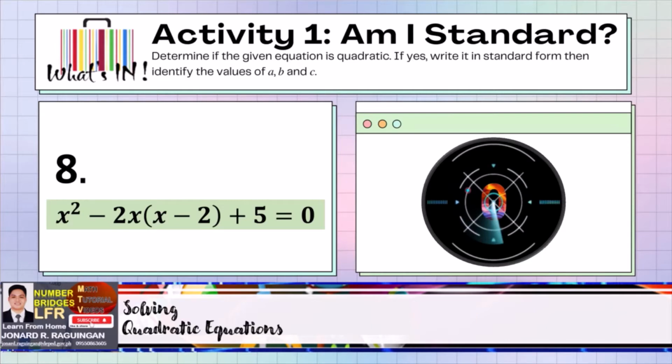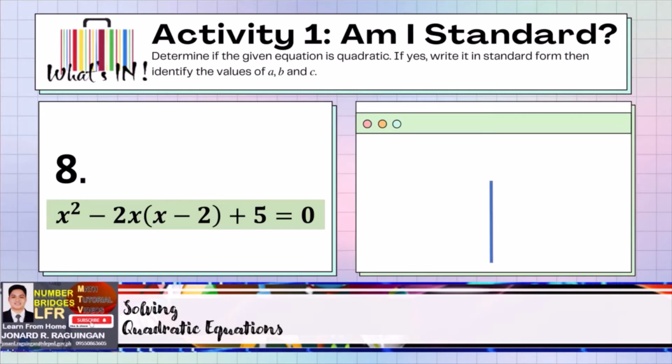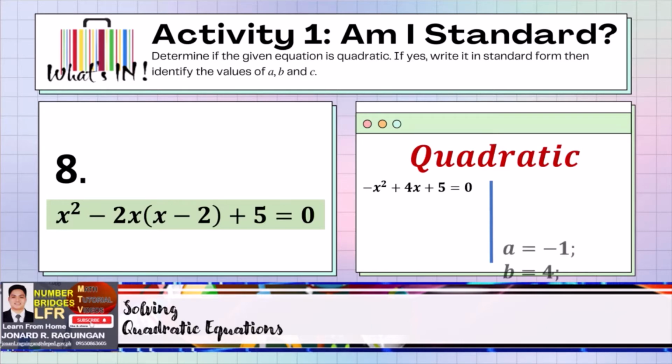Time up. The correct answer is quadratic. Very good. You got the correct answer. And its standard form is negative x squared plus 4x plus 5 is equal to 0. And the values of the variable a, b, and c are a is equal to negative 1, b is equal to 4, c is equal to 5.